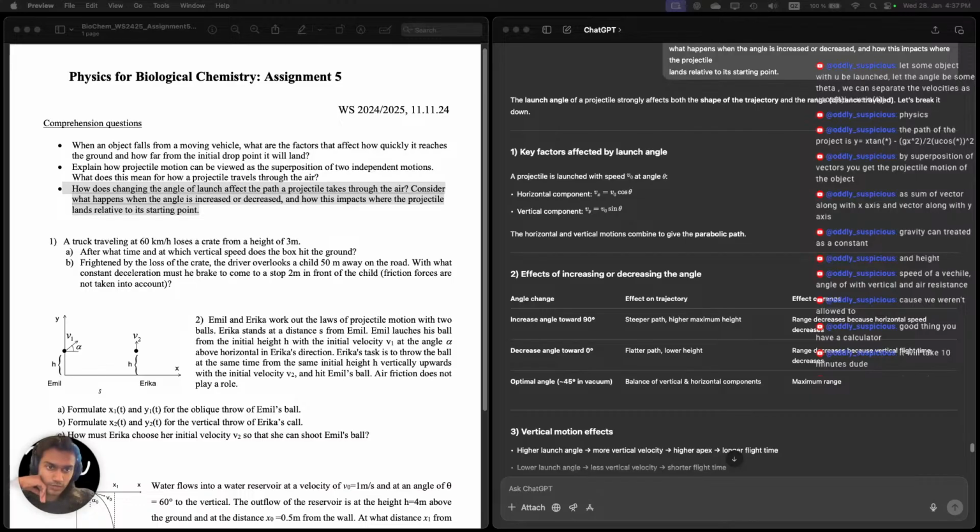Let some object with speed u be launched, let the angle be theta. We can separate the velocity as u cos theta i plus u sin theta j.